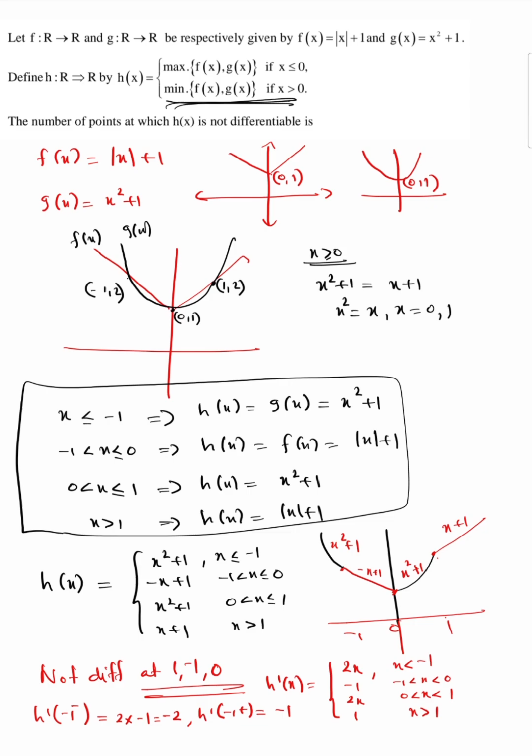Similarly, at 0 also you can find LHD and RHD, which will be different. And at 1 also LHD and RHD will be different. At 0, LHD will be minus 1, RHD will be 0, non-differentiable. At 1, LHD will be 2, and RHD will be 1. So non-differentiable. So that's how we can prove this.